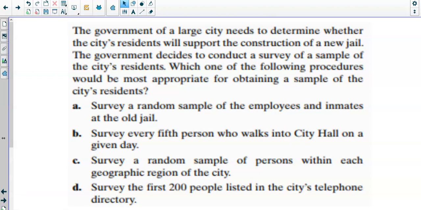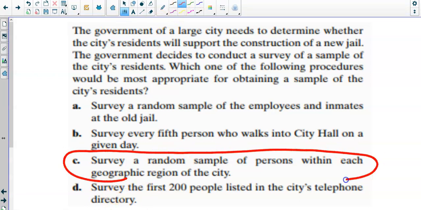Absolutely. That one is the one that we want. This is the best way to figure out what the city really wants. Should we support the new construction of a new jail? Well, if we survey randomly a whole bunch of people in this zip code, and a whole bunch of people in that zip code, and a whole bunch of people in that zip code over there.